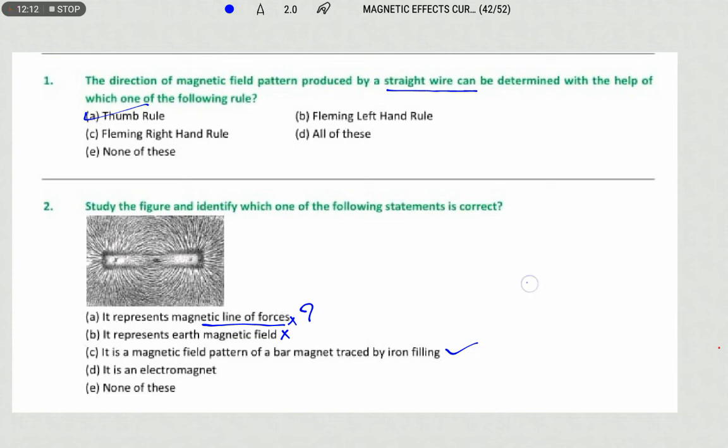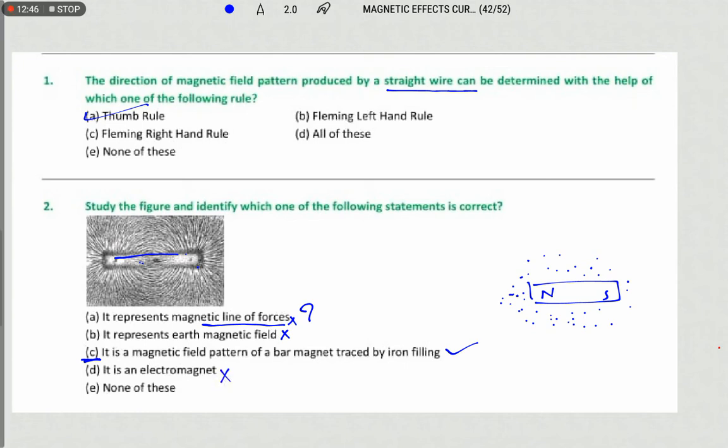So it is an activity. We need to place a bar magnet on a piece of paper. Then we have to sprinkle the iron filings around the bar magnet. After tapping the paper gently, the arrangement of the magnetic field lines around the bar magnet will be as shown in the figure. So C will be the correct answer. It is not an electromagnet. Electromagnet means definitely the current passage will be there.